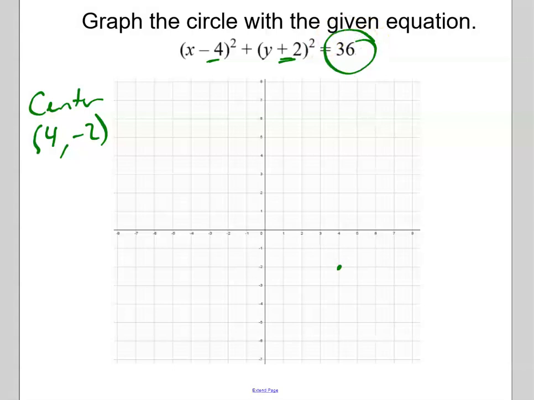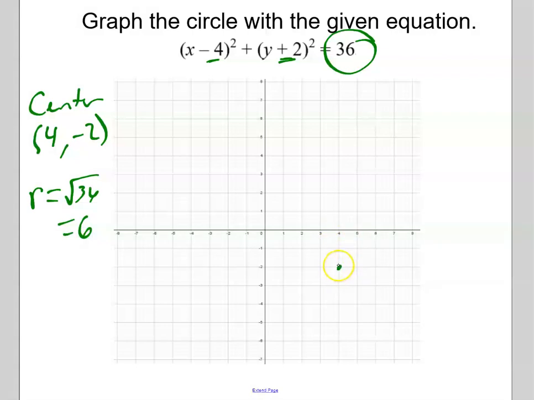If you remember the formula, it equals the radius squared. So here we have 36, but that's not the radius. That's the radius squared. So to find the radius, we have to take the square root of 36, which is 6.